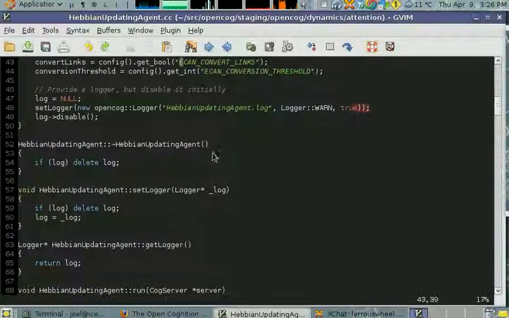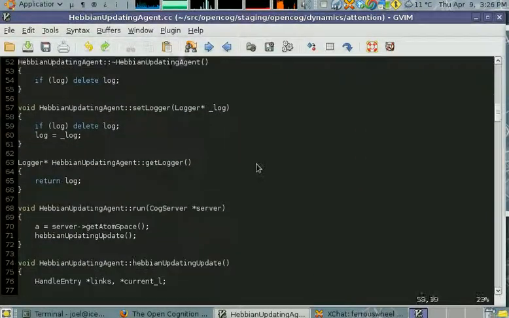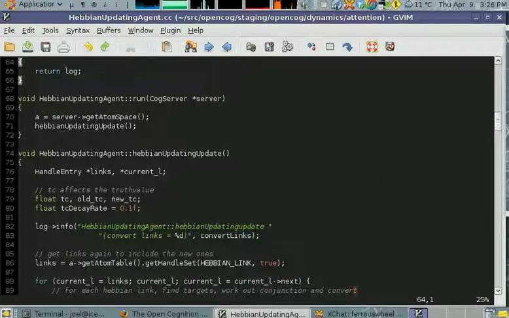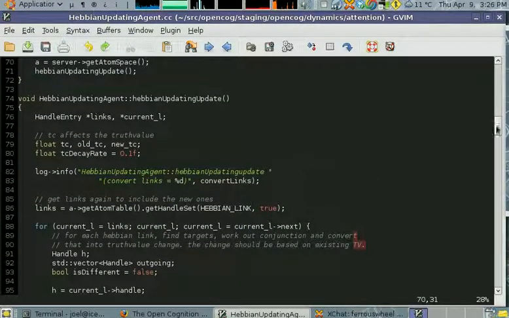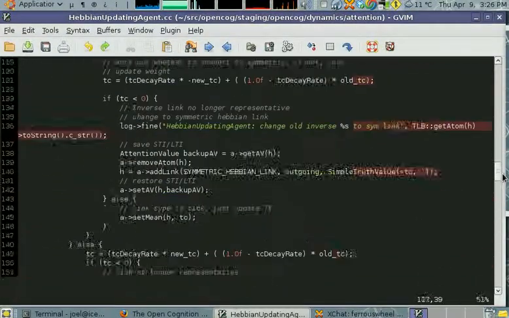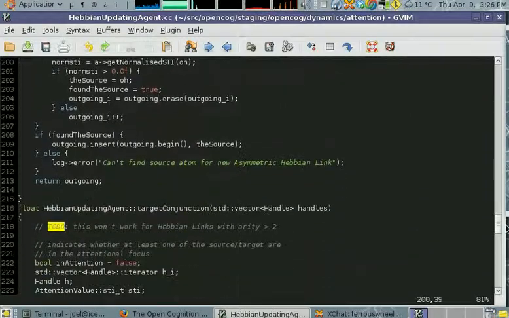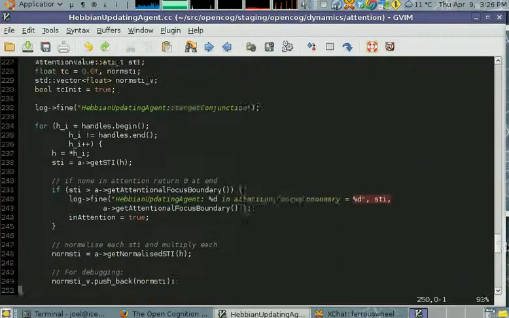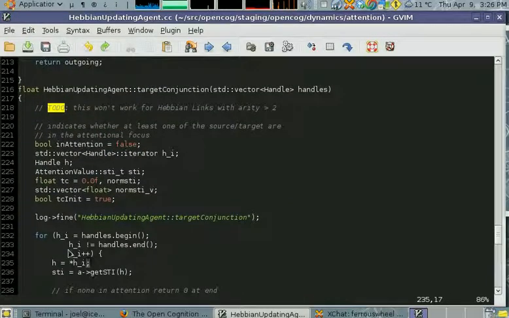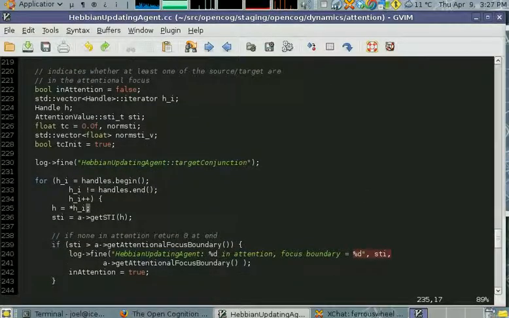So if we go through, this is, like I said, pretty simple, some very administration kind of methods. This is the meat of the agent here, I think, but before we go through all that, we'll look at some of these ones. So this is the target conjunction that I was talking about. This just basically works out a -1 to 1 value of how much they're correlated in the past.